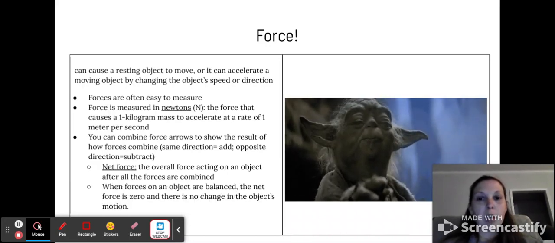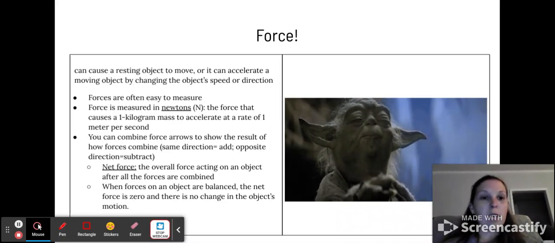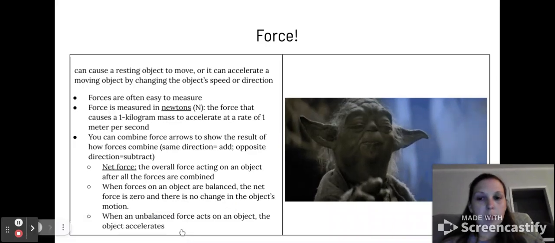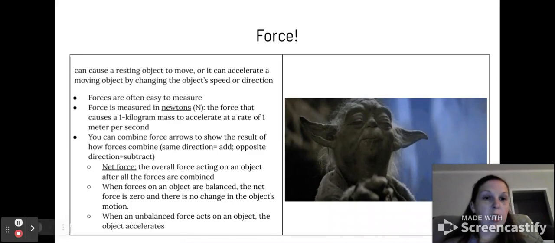When forces on an object are balanced, the net force is 0 and there should be no change in the object's motion. That means if it wasn't moving at the beginning, it's still not moving, or if it was moving, the acceleration has not changed. And when an unbalanced force acts on the object, that's when the object will accelerate.